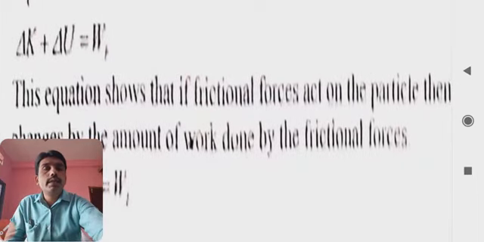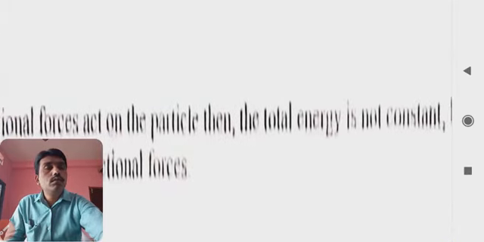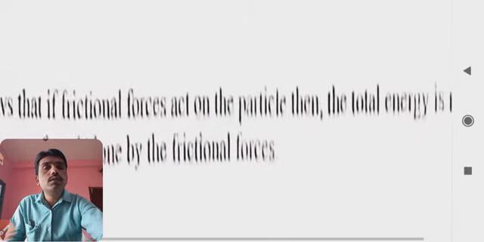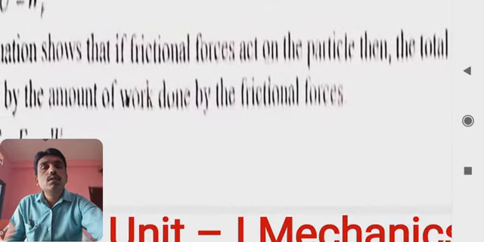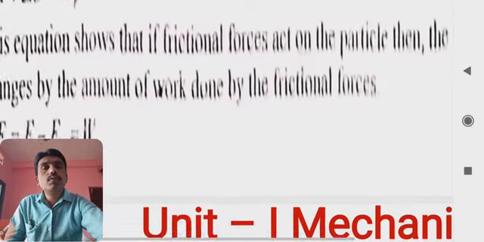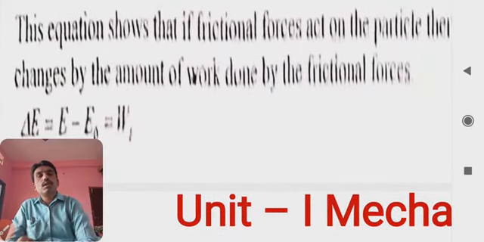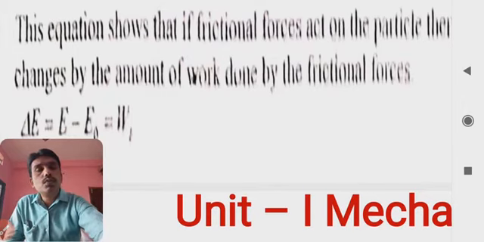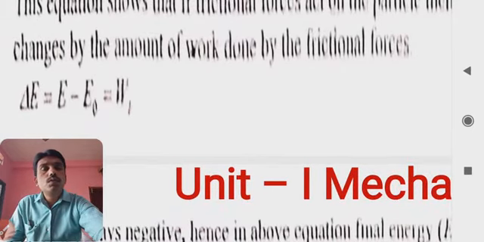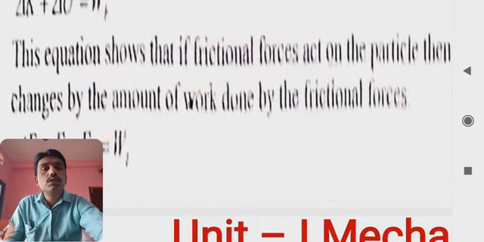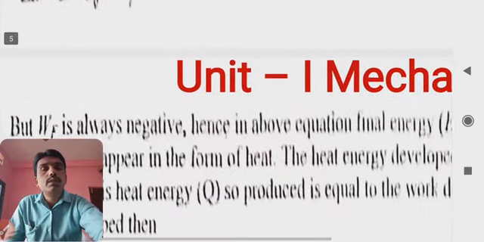This equation shows that if the frictional forces act on the particle, then the total energy is not going to be constant, but changes by the amount of the work done by the frictional forces. So delta E is equal to E minus E0, which is equal to Wf.